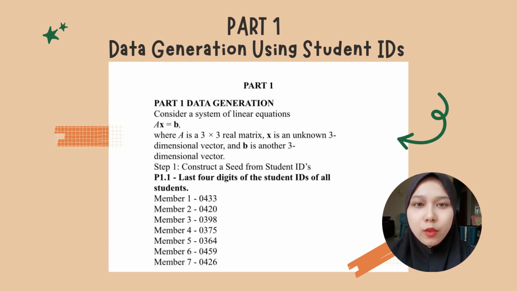This project begins with data generation using our team's unique identifiers, where all members have contributed the last 4 digits of their student IDs, which will serve as the seed values to construct our system of linear equations in the form of AX equal to B, where these digits will specifically determine the coefficients of our matrix A and the components of our vector B, creating a customized mathematical model derived directly from our team's data.